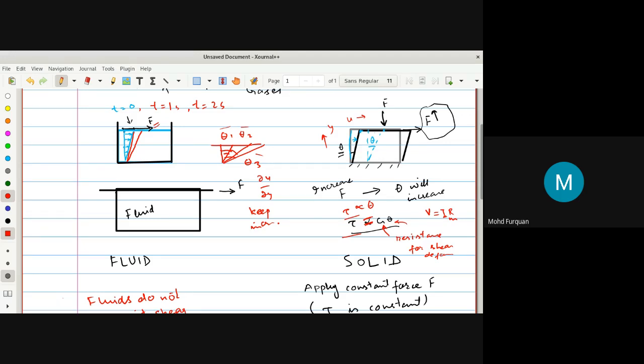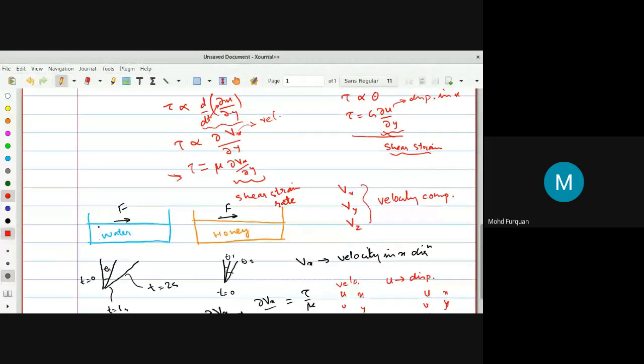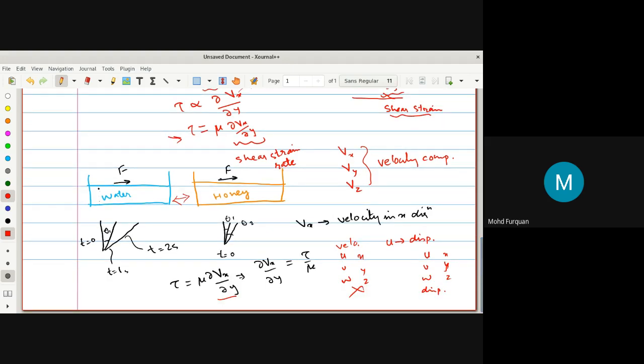If the fluid is more viscous, then theta will change very slowly, like in the case of honey. But in the case of water, compared to honey, this theta will change much faster. So the two differ in the rate of change of theta, or du by dy, or shear strain. All these things denote the same thing, which is how fast it is deforming due to shear.